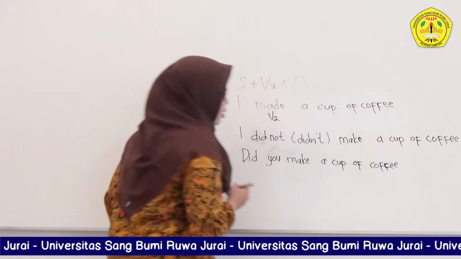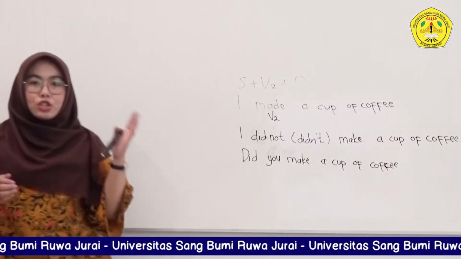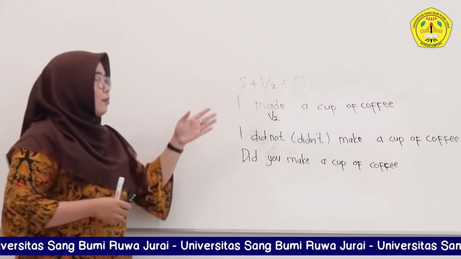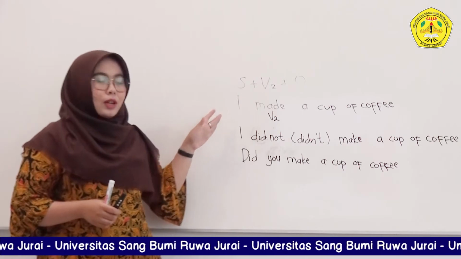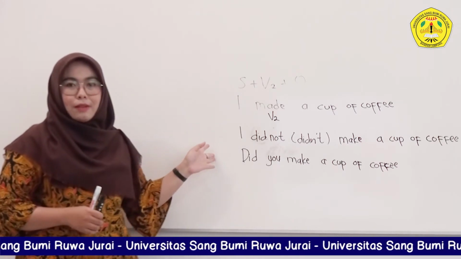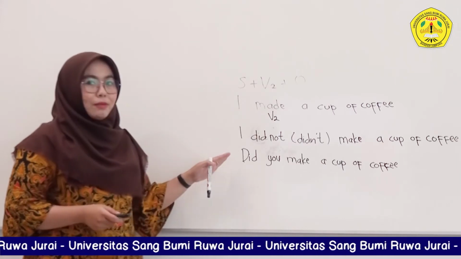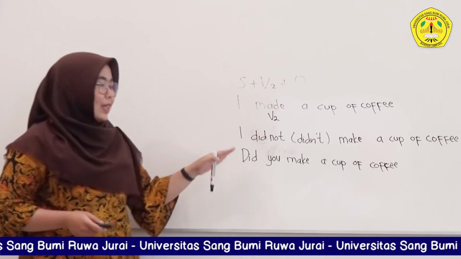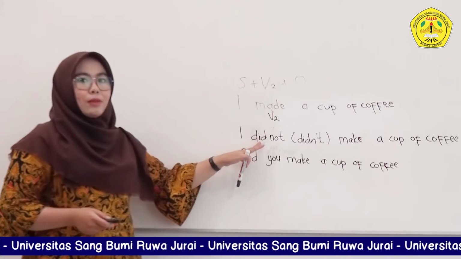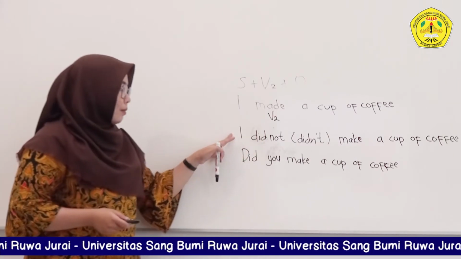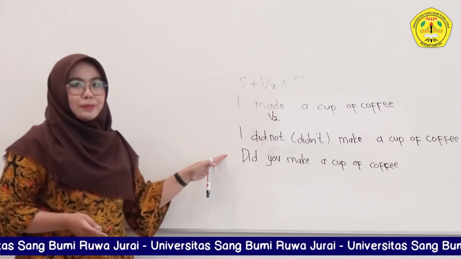Okay, one thing that you should remember, verb 2 is only for the positive one. For negative and interrogative, we still use verb 1. Yeah, we still use verb 1, but here did is a verb 2 in a negative and interrogative sentence.